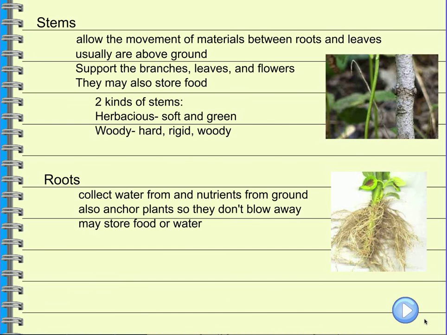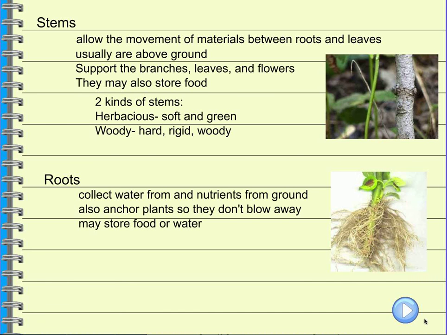Now, let's look at the stems. Stems allow the movement of materials between the roots and the leaves, and that is really important. Generally, stems are above ground. They help support the branches and leaves and flowers, and they actually store food. Now, there are two kinds of stems: herbaceous, which is soft and light, nice green, and then we have woody, which is the hard, rigid, woody type.